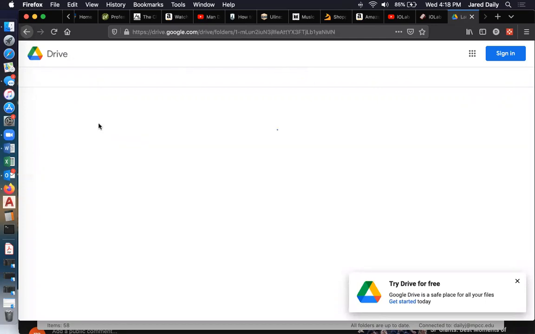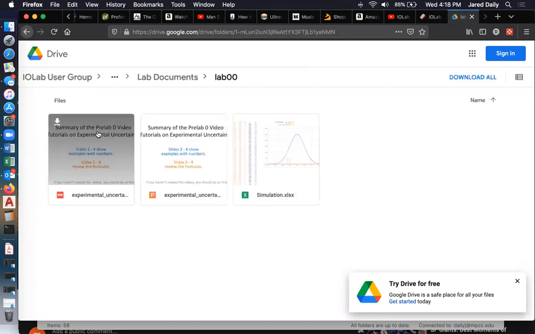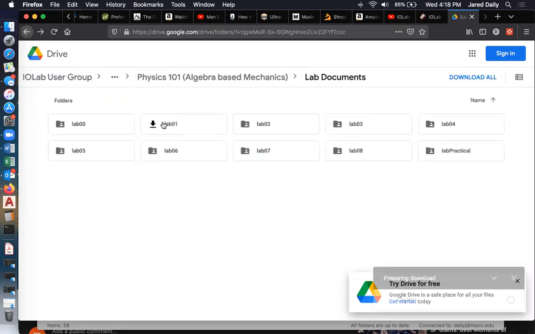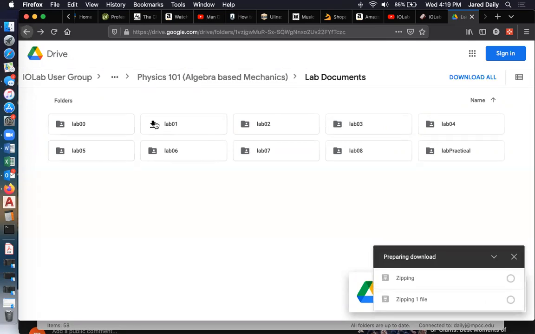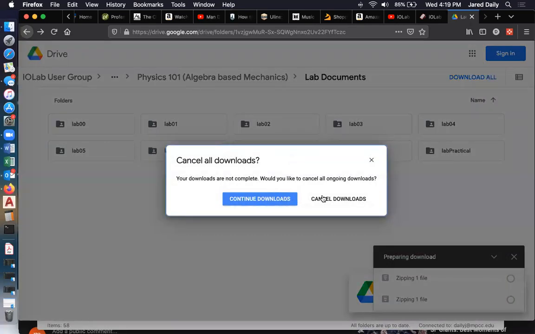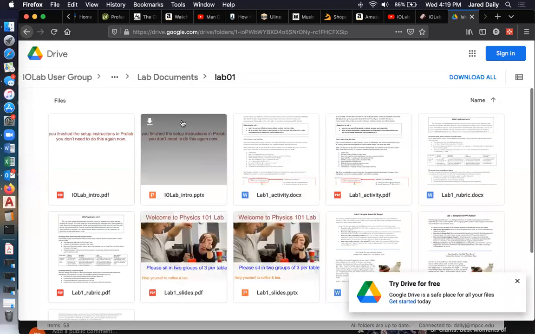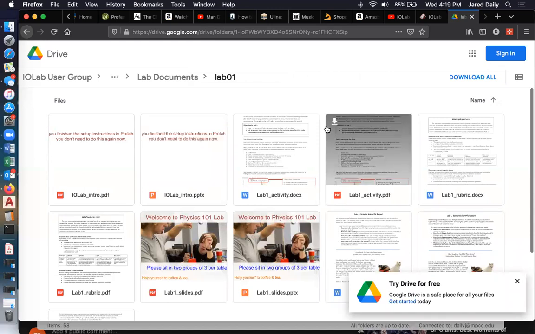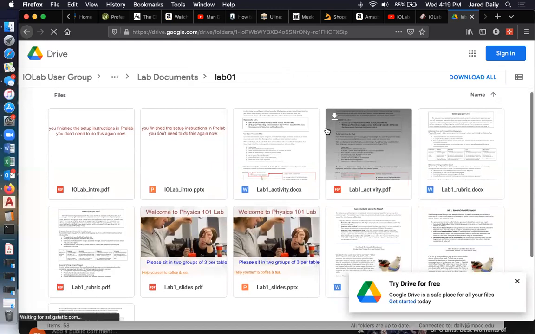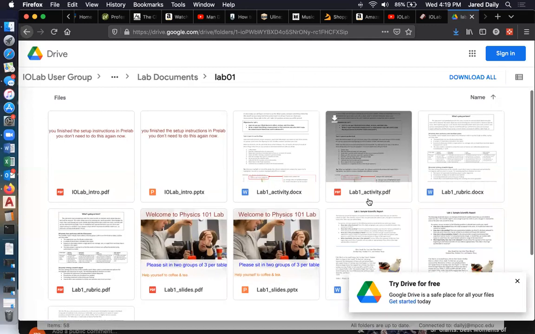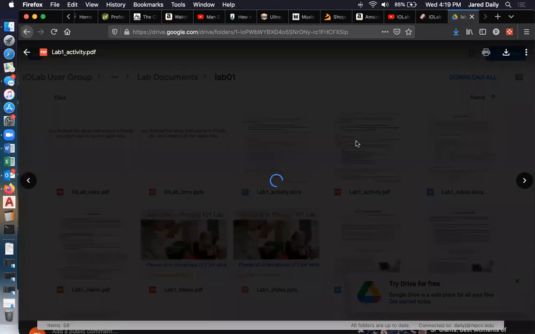Okay, so the first one that we did is this one here, which is, no, that's not the right one, sorry. It was this one. I didn't want to download it, I just want to open it. There we go. So this one here is just learning how to use your IO lab, setting it up and so on and so forth. Again, I don't want to download it, I just want to look at it. Here we go.